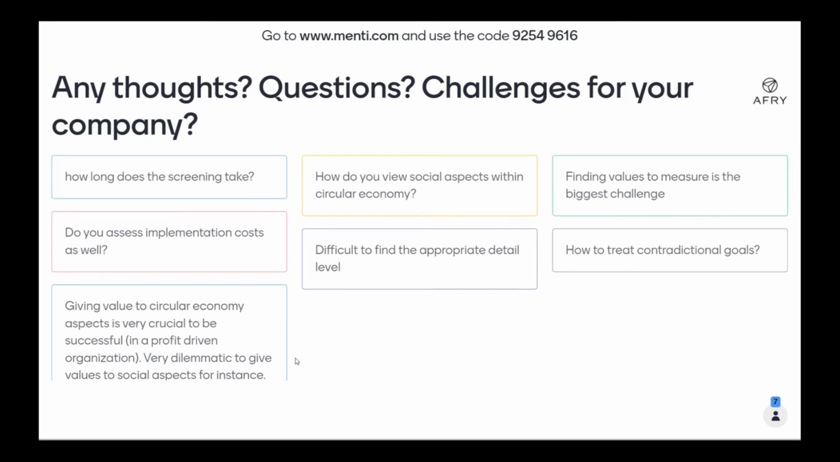Yeah, and implementation costs, those are also common cost calculations that you do, and the same methods are applied to circular business models as well.